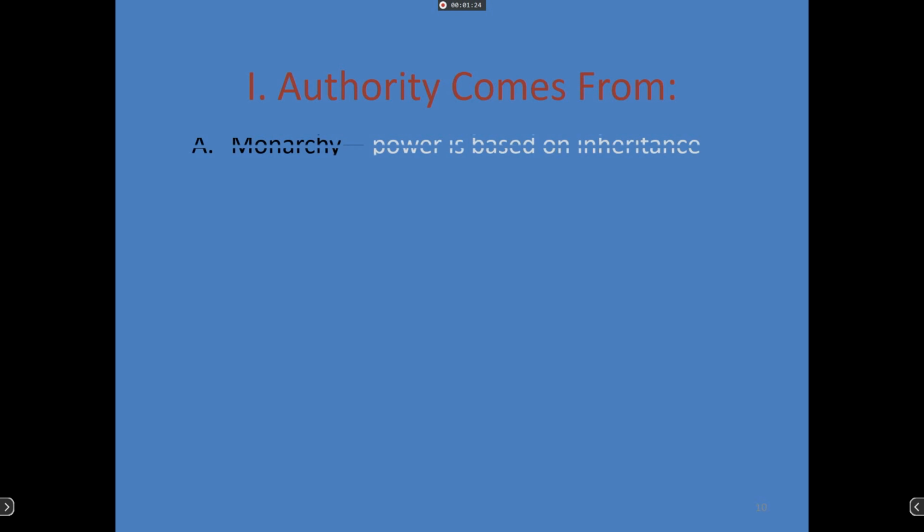So, government authority comes from a couple different places depending on who the government is. In a monarchy, power is based on inheritance. If your parents were rulers, you get to be ruler. If your parents were not rulers, well, you don't get to be a ruler. Unless you marry into the family. I mean, that happens every once in a while. Everyone's got to find their Prince Charming. Am I right? So, it's based on inheritance.